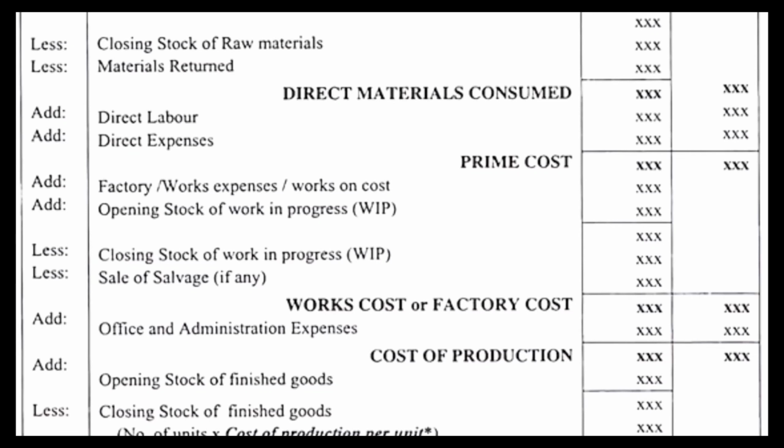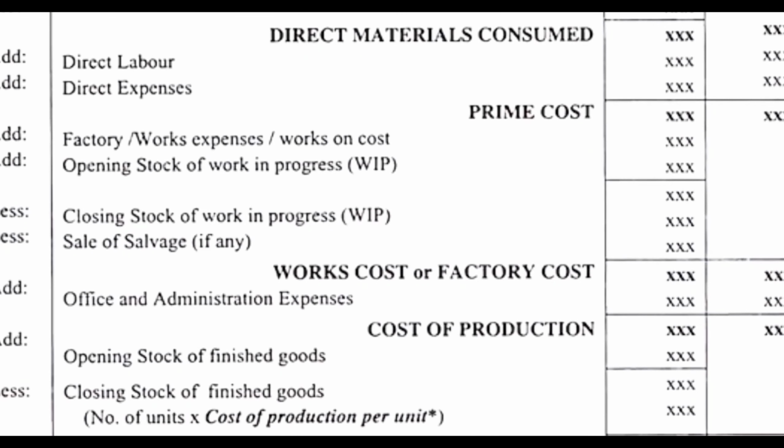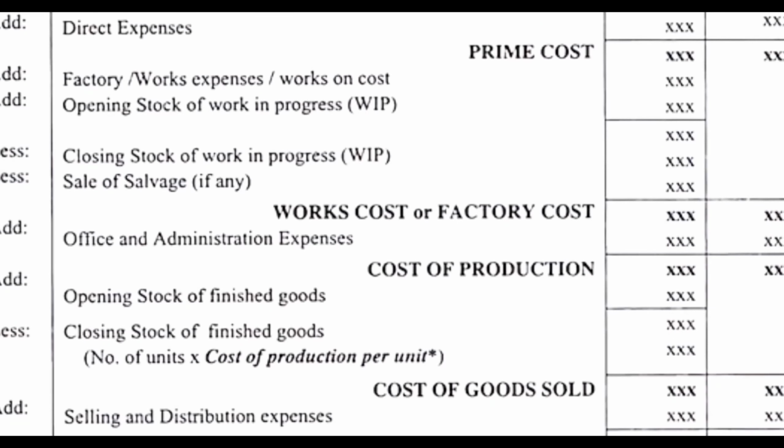So in this prime cost we have to add factory cost. After adding factory cost, we should look at the opening stock and closing stock of work in progress, whether it is given in the question or not. If it is given, opening stock should be added and closing stock should be subtracted. Similarly, after the sum we'll get the factory cost.